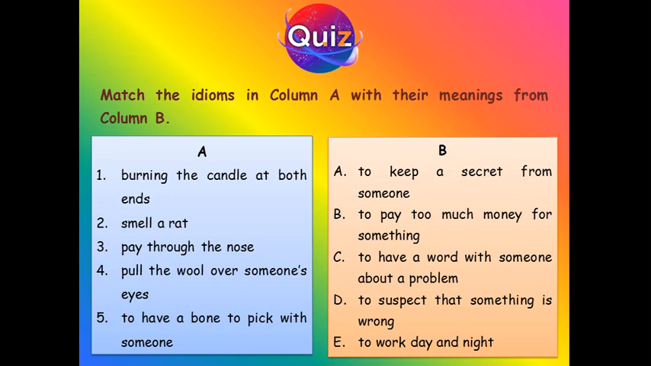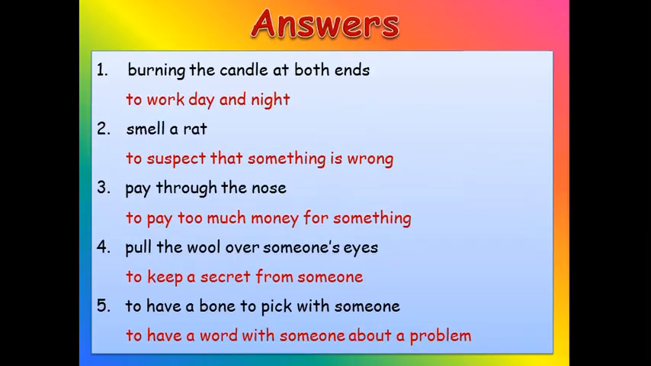Now it's time to check. Here are our answers. Burning the candle at both ends means to work day and night. To smell a rat means to suspect that something is wrong. To pay through the nose means to pay too much money for something. To pull the wool over someone's eyes means to keep a secret from someone. To have a bone to pick with someone means to have a word with someone about a problem.